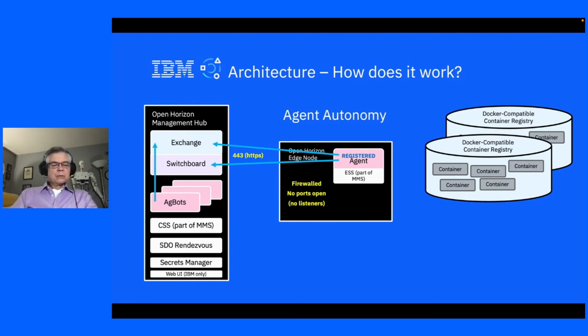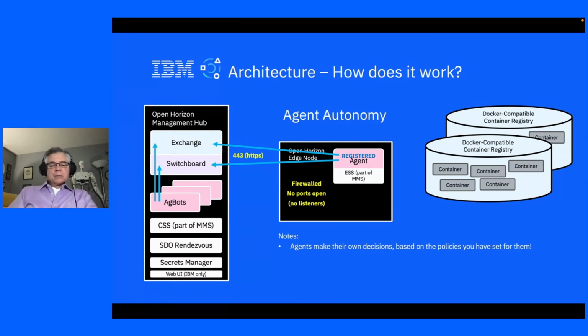The agbots also look at the exchange to discover that the agent has arrived and to get the public key of the agent so it can communicate with the agent. And then it can use the switchboard to send messages back and forth with the agent that are encrypted with the private key of the agbot and the public key of the agent. And the agent sends messages encrypted with its private key and with the public key of the agbot. And so that communication is encrypted in a way that both the agent and the agbot, the two that are communicating with each other, can understand, but the switchboard cannot understand.